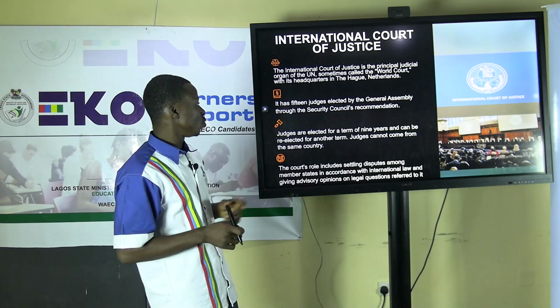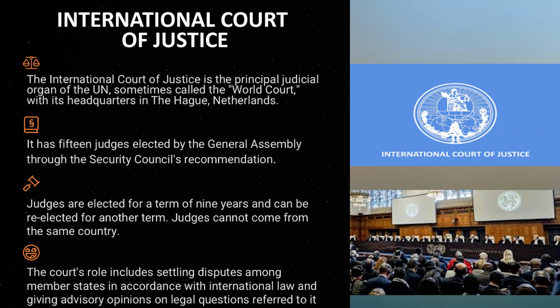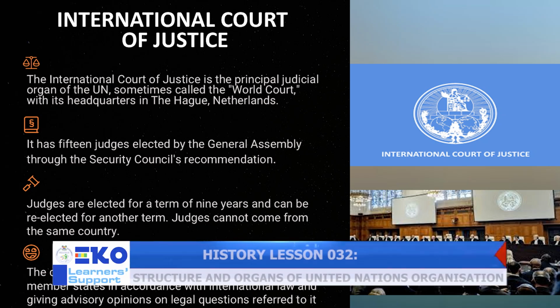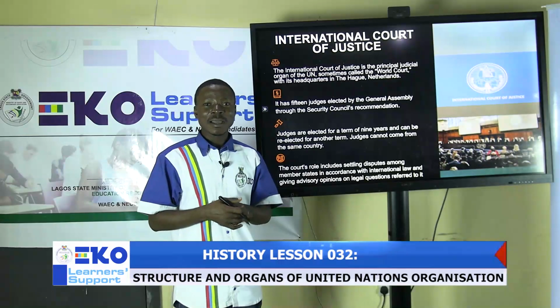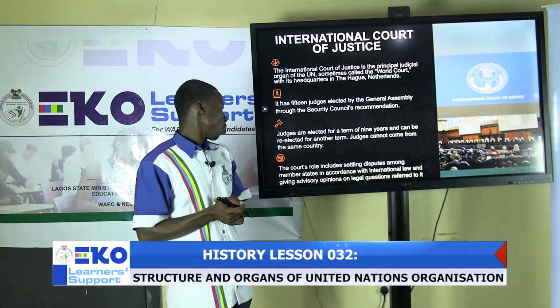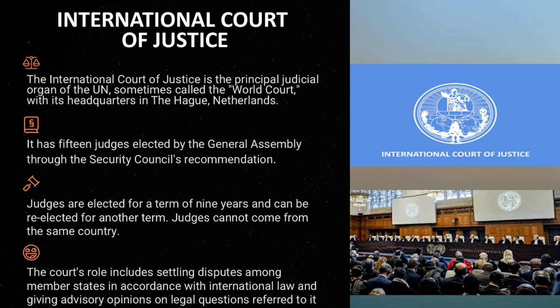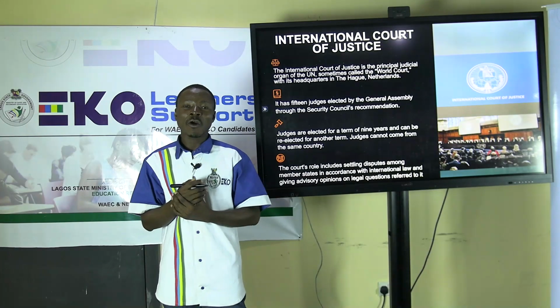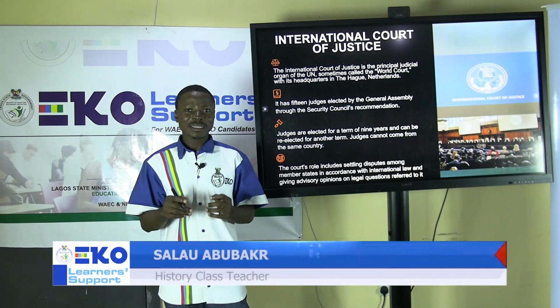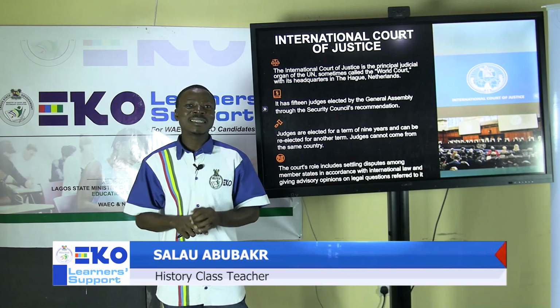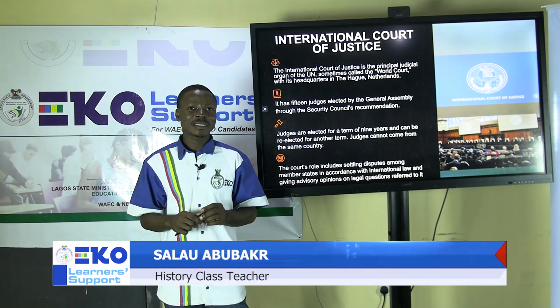And also we should know that judges are appointed for a term of 9 years, and after these 9 years judges can be re-elected, and the judges are elected by the Security Council. Also the roles of the court include settling disputes among member states in accordance with international law, and giving advisory opinions on legal questions that are referred to it by the United Nations General Assembly and other organs of the organization. They serve as a court and also as the legal counsel to the organization and its organs.